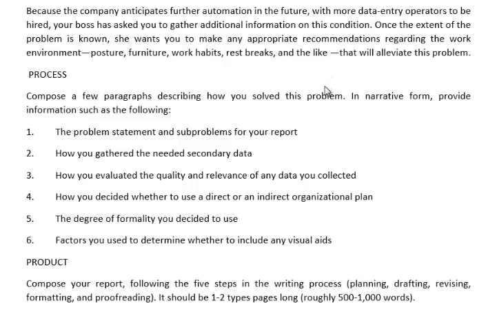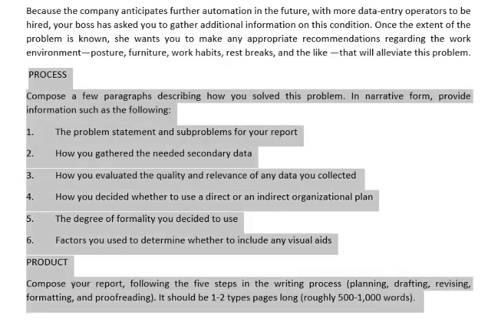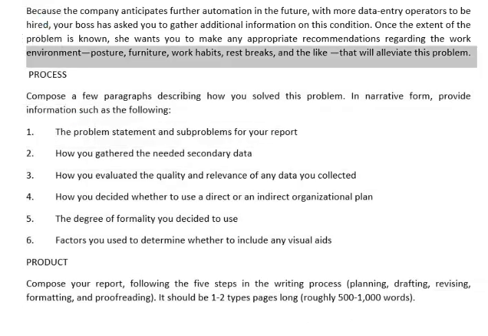So here we're just asking for a report. Now, it says it in 2 separate sections, process and product, but here, unlike some of the assignments before, there's really only one stage that you're going to need to do. We don't need to see answers to the questions or answers to the process and a product. The process is part of the product. Whatever you are writing, your memo, your report on this issue is going to include all of these things. The problem statement and subproblems for your report.